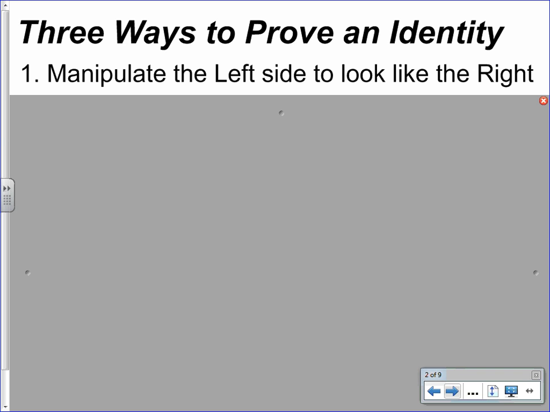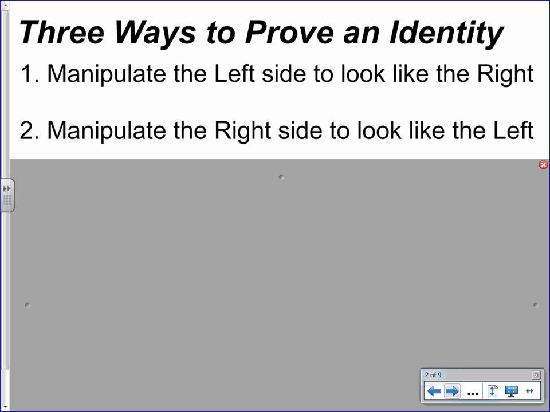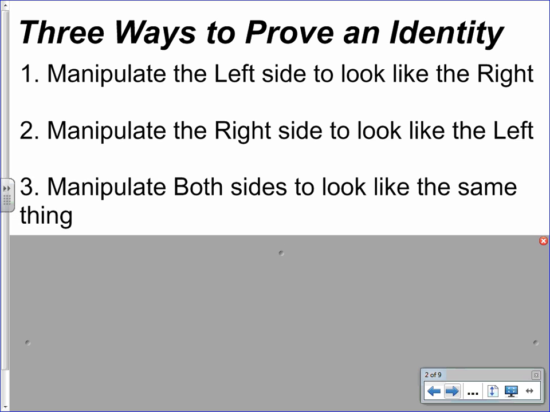Okay? You can just manipulate the left side until it looks exactly like the right side. You could manipulate just the right side until it looks exactly like the left side. Or you can manipulate both sides until they look the exact same. Okay? It does not matter which one of these you do. Okay? You may start out trying to manipulate just the right side and get stuck, so you try to manipulate the left side even though that wasn't your intention. Okay? But you either focus on one side until it looks the same as the other, or you work with both of them until they look the same.